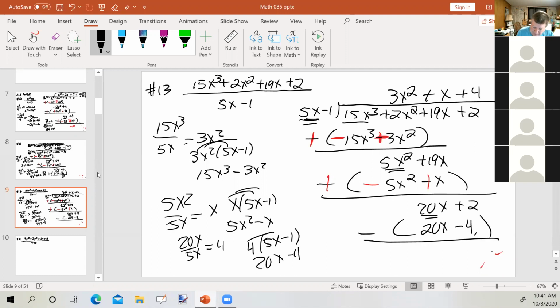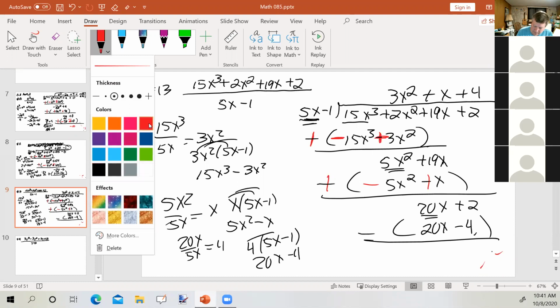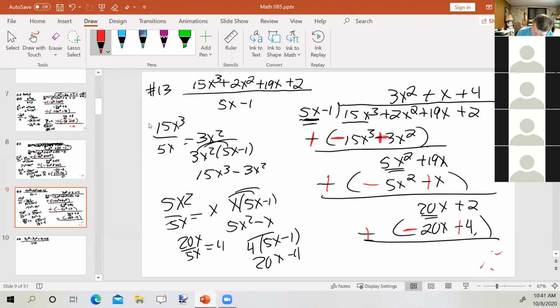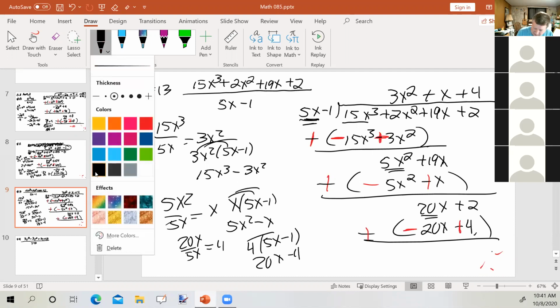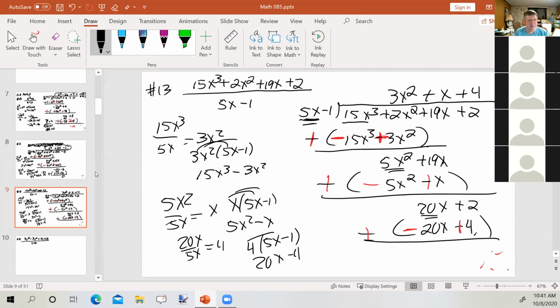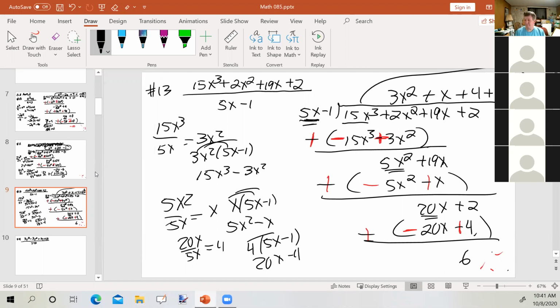We're going to subtract that from what's up above, change it to addition of the opposite, add up the columns. 20x plus negative 20x is 0. 2 plus 4 is 6. So our answer is 3x squared plus x plus 4 plus 6 over 5x minus 1. Any questions on that one?